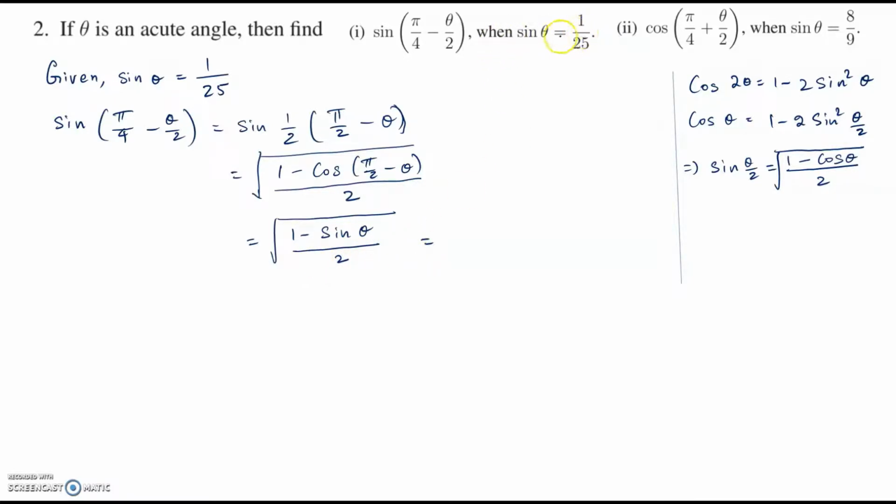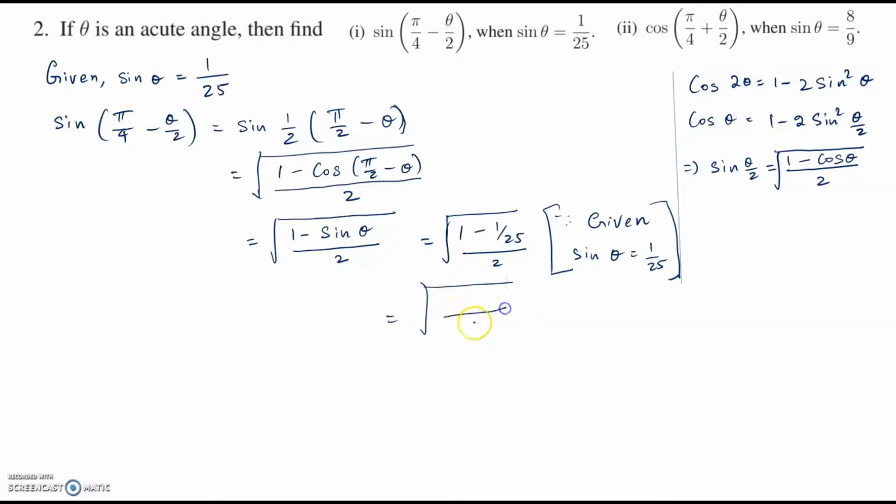Now we are given sine theta is equal to 1/25. So this will be equal to 1 minus 1/25 divided by 2. Since given sine theta is equal to 1/25, this is now equal to root of (25 minus 1)/25 over 2. Further simplifying, you would get 24 divided by 25 times 2.